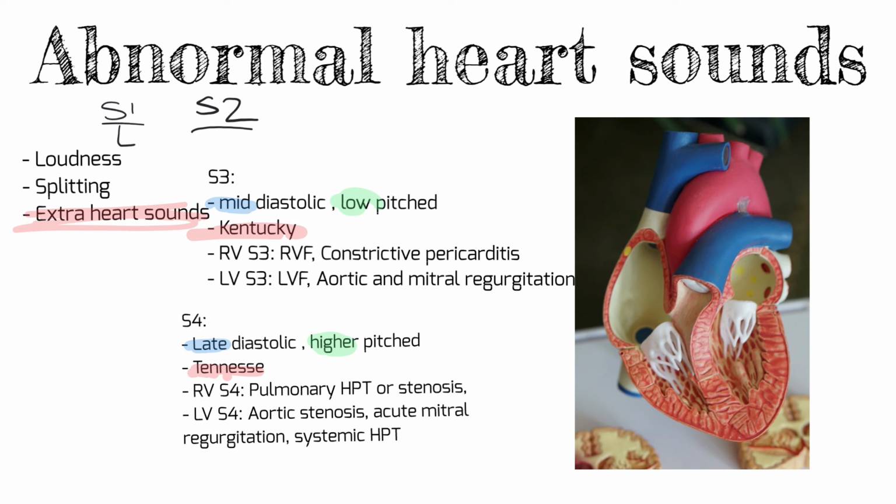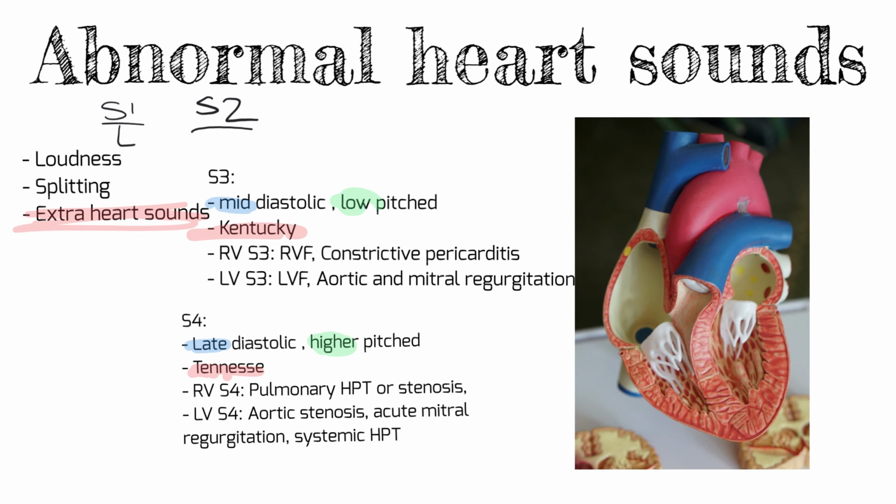With the S4, a right ventricular S4 is more suggestive of pulmonary hypertension or pulmonary stenosis, whereas the left ventricular S4 is more suggestive of aortic stenosis, acute mitral regurgitation, or systemic hypertension. And those are the causes. So I hope that this makes sense.